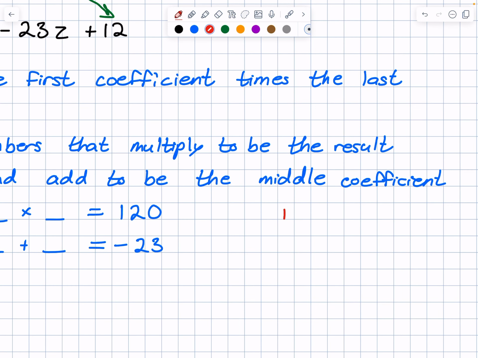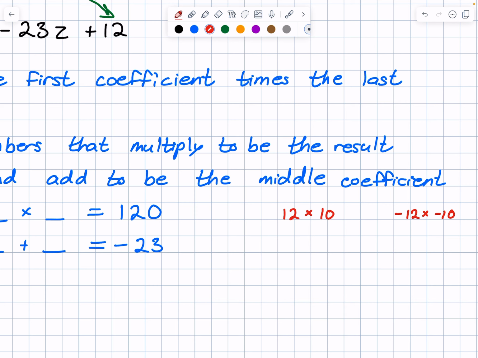Now the best way to do this is just to make a list of stuff that multiplies to be 120. So you might start with like 12 and 10. And there's always negative versions, so it could also be -12 and -10. I usually like to start with the positives and then you can make the matching negative list. But let's see, 12 and 10. Those will not add to be 23, so that's not going to work.